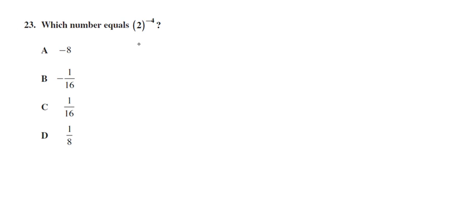Let's move on to 23. It says, what number equals 2 to the negative 4? Remember, anytime you have a negative exponent, you have to reciprocate. Let's say you have x to the negative a. This minus basically means that this needs to be reciprocated. You put it over 1, and then it goes downstairs. When it gets downstairs, it becomes 1 over x to the a. So a negative exponent means reciprocate. If it's upstairs, it goes down. If it's down, it goes up.